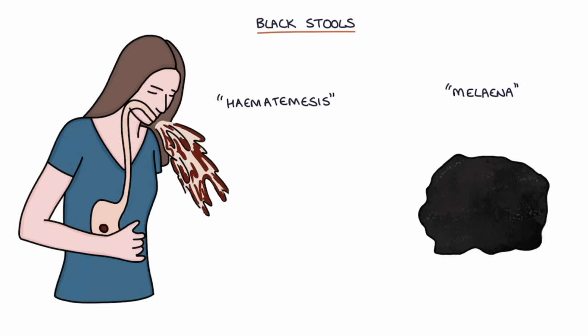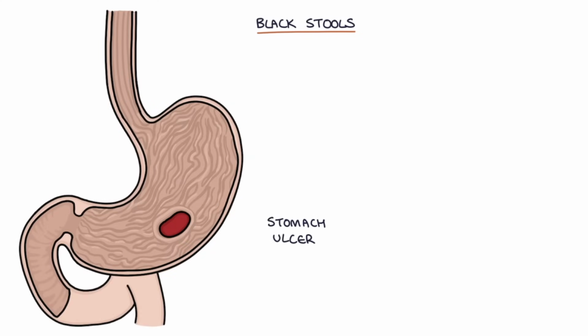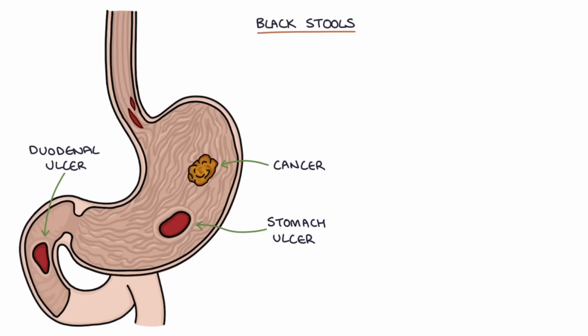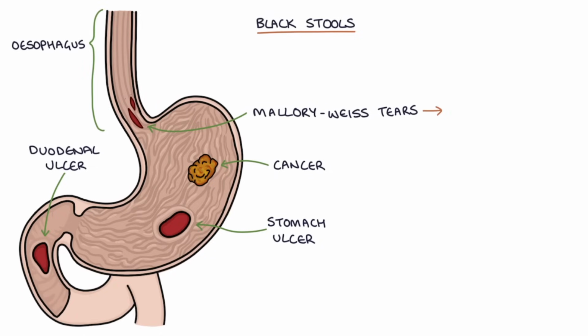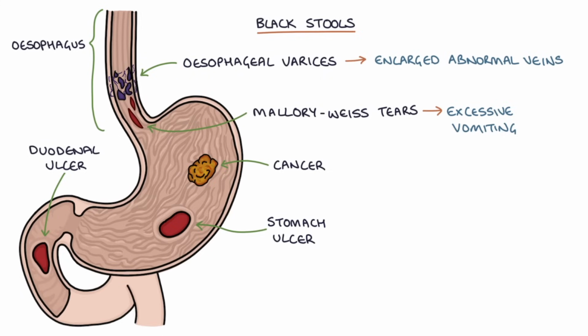There are a number of causes of bleeding from the upper gastrointestinal tract, which would cause melena, including stomach ulcers or duodenal ulcers, cancers of the stomach or anywhere else in the upper gastrointestinal tract, Mallory-Weiss tears, which refers to a tear of the lining of the esophagus, usually associated with excessive vomiting, and esophageal varices, which are enlarged and abnormal veins in the esophagus, usually associated with liver disease.